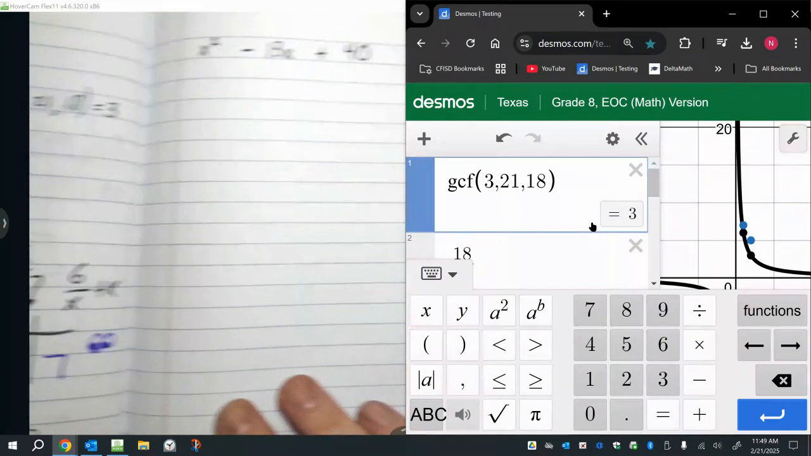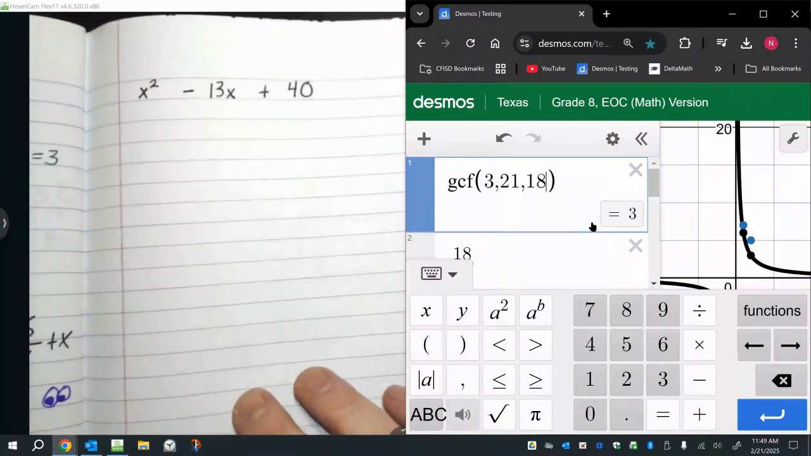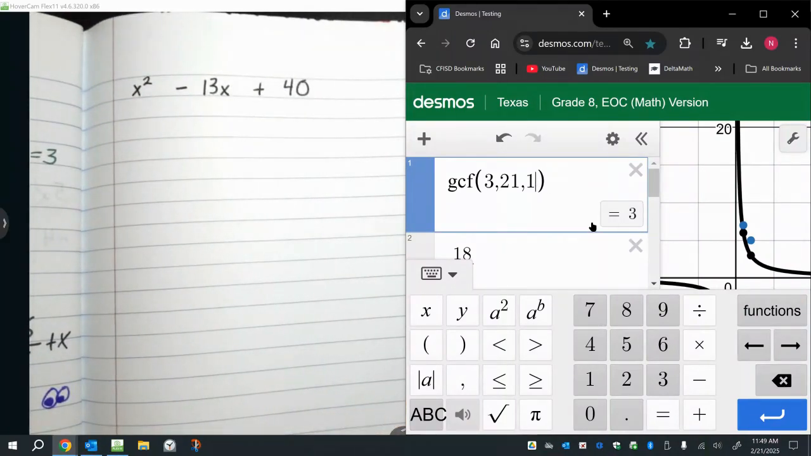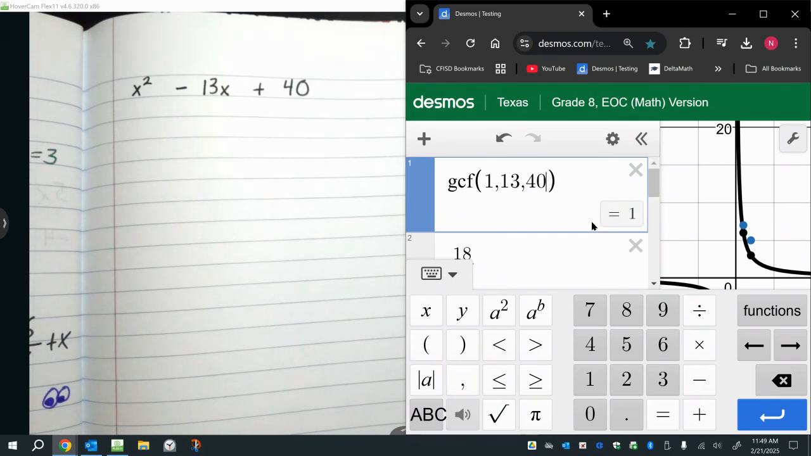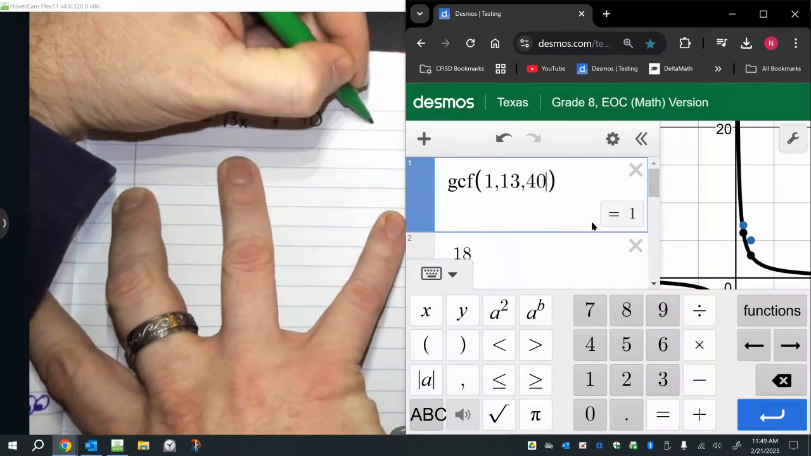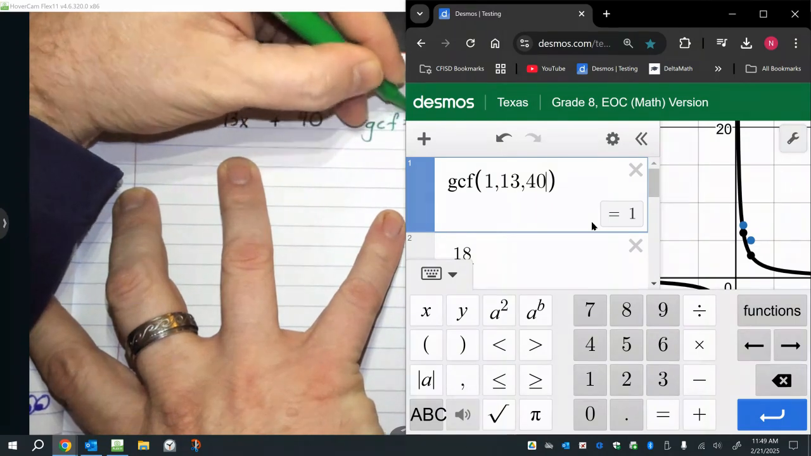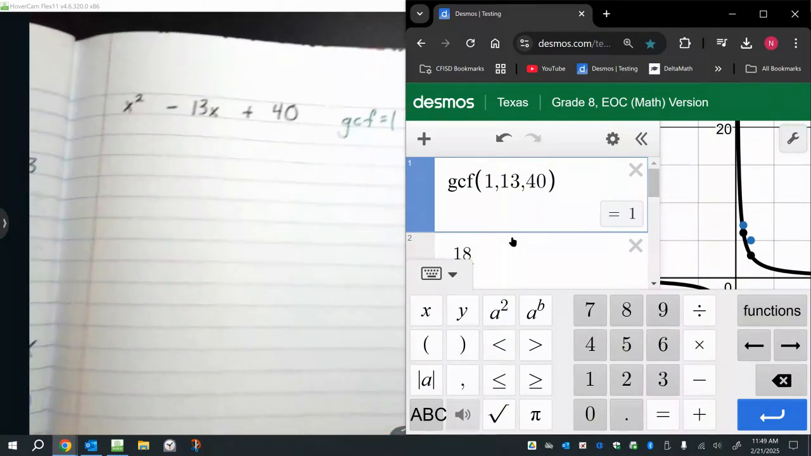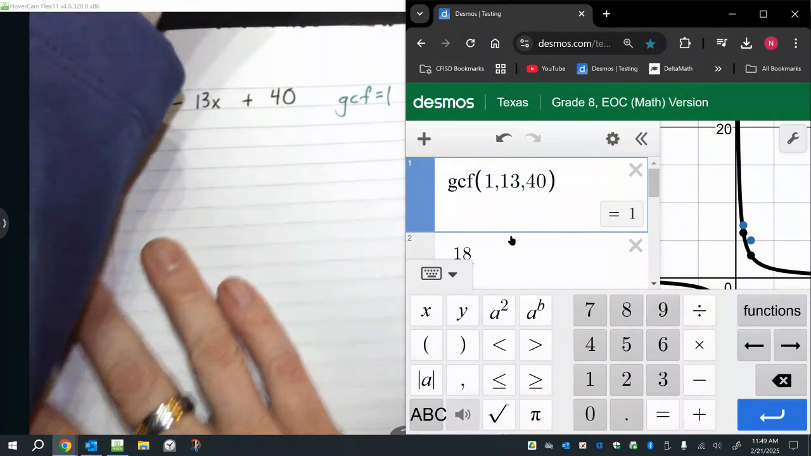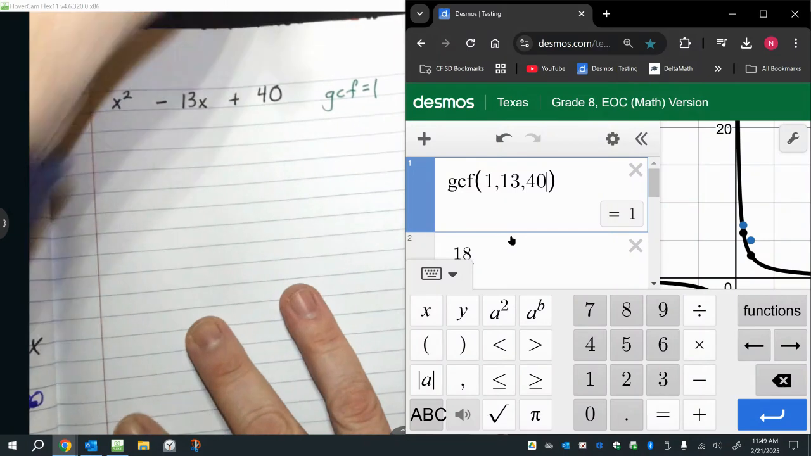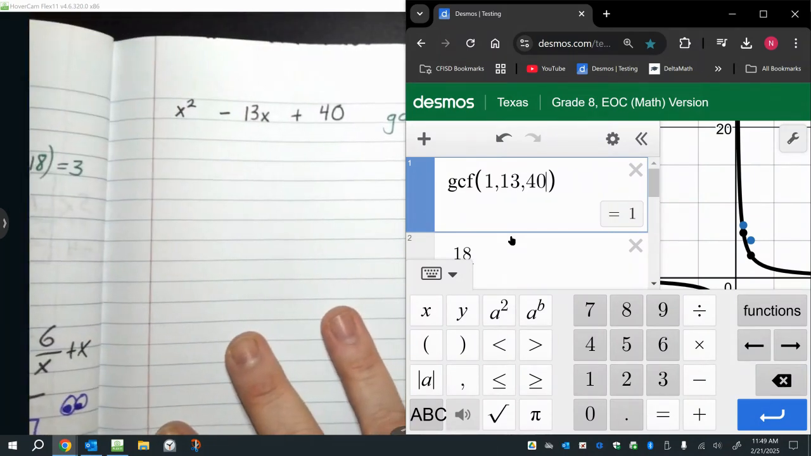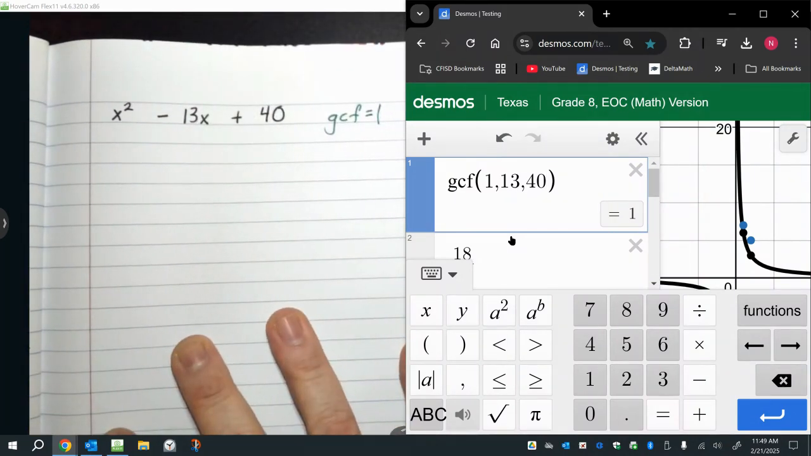All right, my second problem. I have x squared minus 13x plus 40. First thing you should do is check for GCF. 1, 13, 40. The GCF is 1. So since the GCF equals 1, there's nothing really to divide by. And since there's nothing to divide by, we're just going to take our information and put it straight in our box.